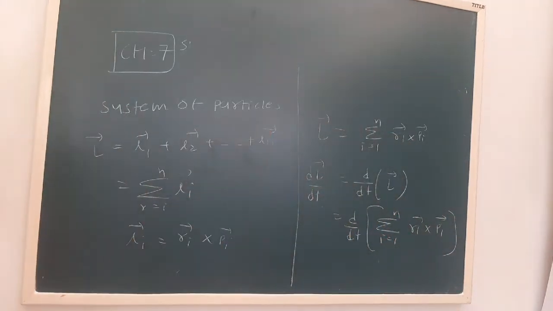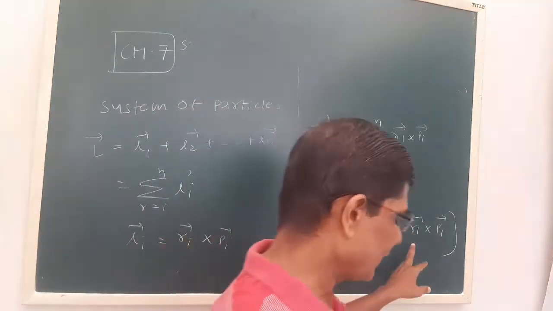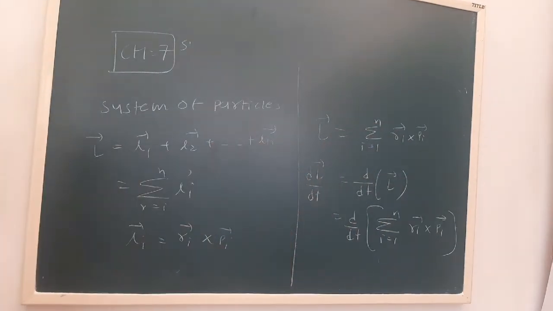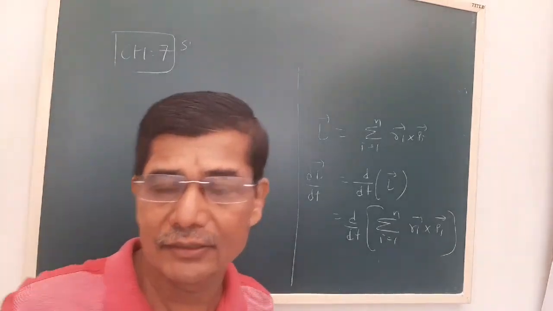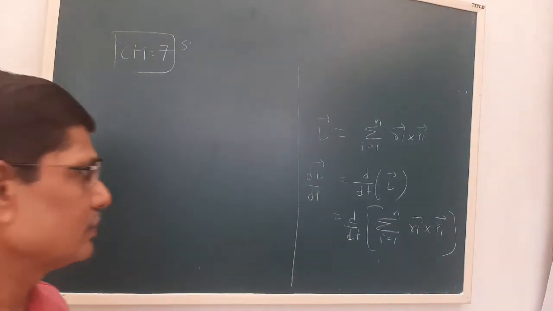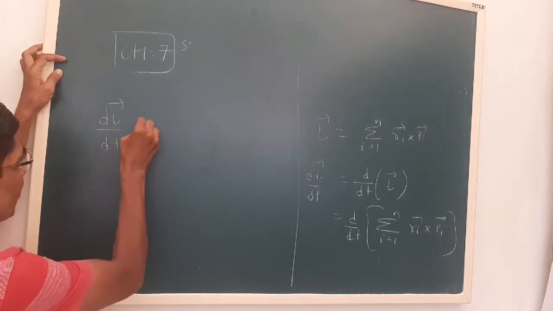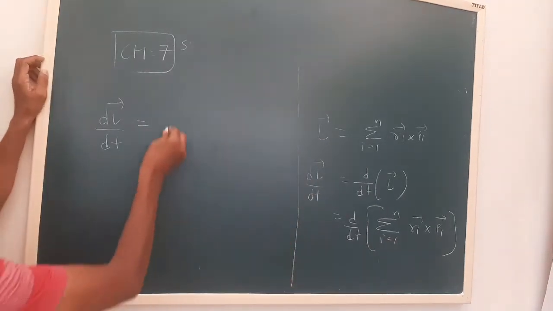Now we can use a similar method, similar method for all particles from i equal to 1 to n, and we can prove that dL/dt is torque. Here, capital L is the total angular momentum of the system of particles. So just as we proved for a single particle, we can prove this as a torque.